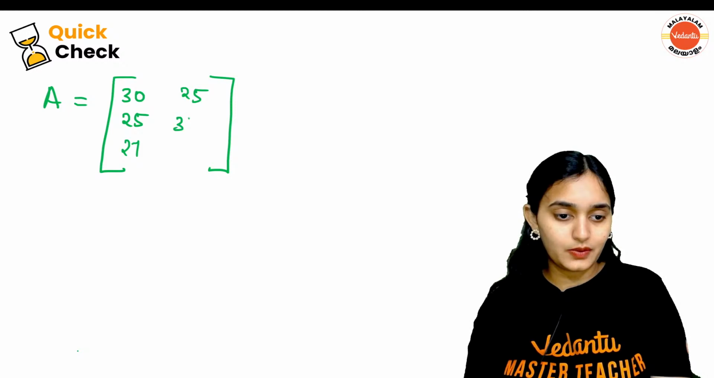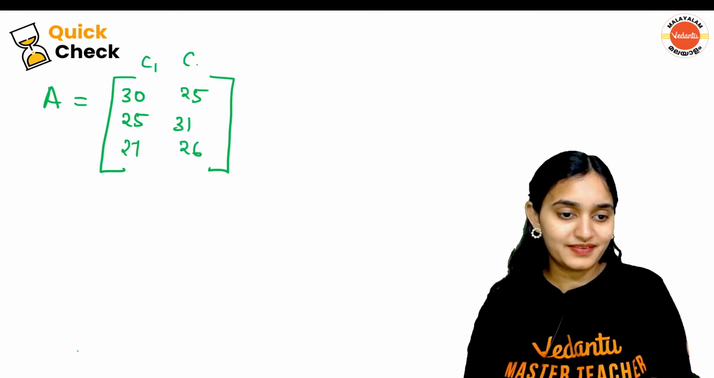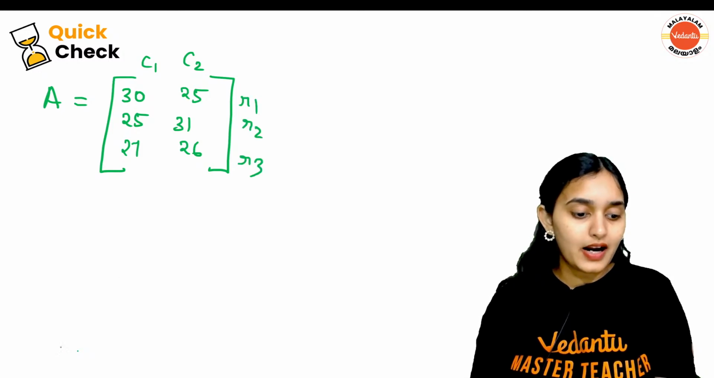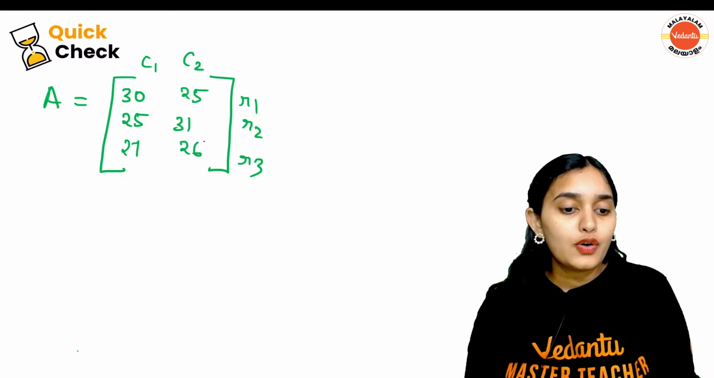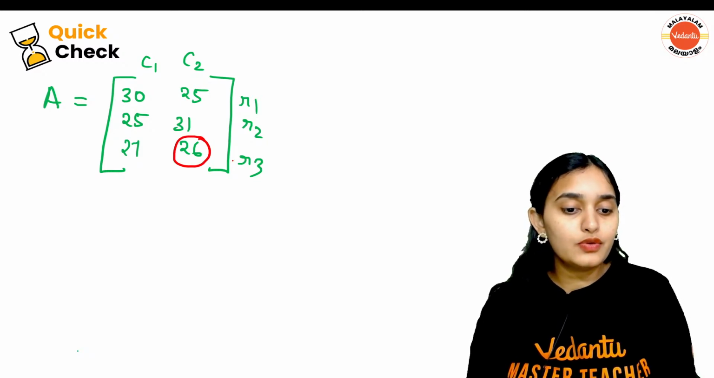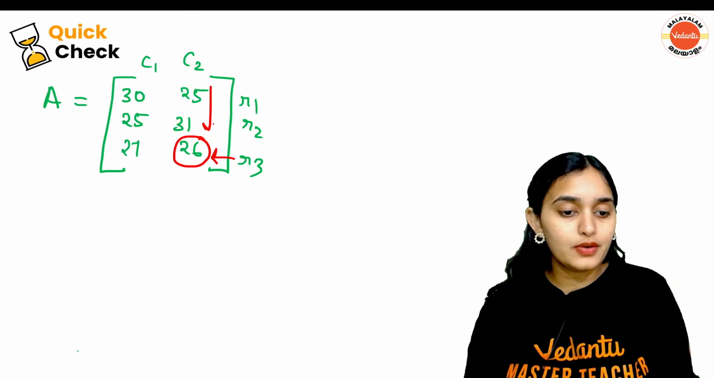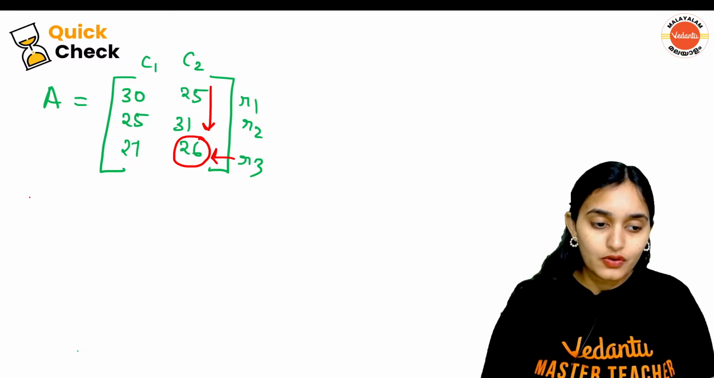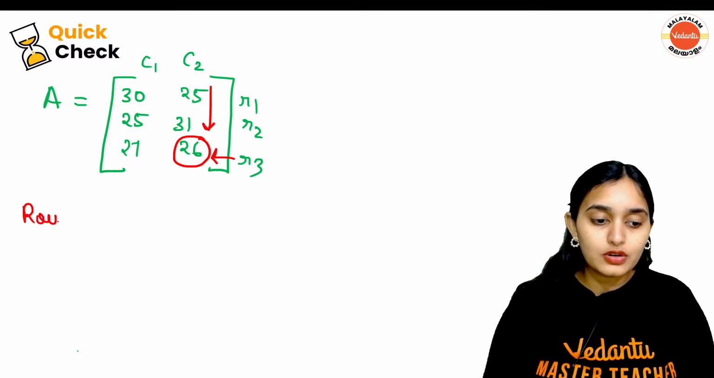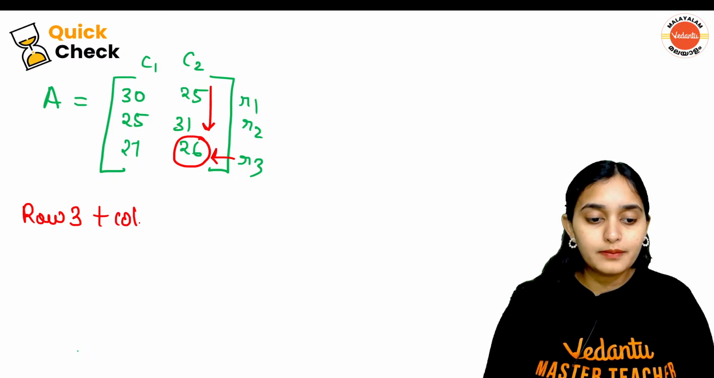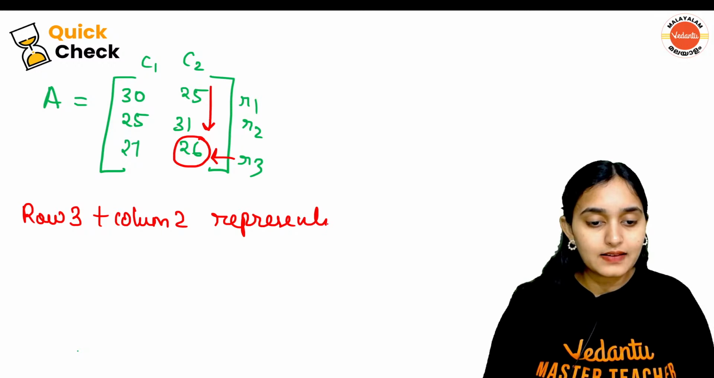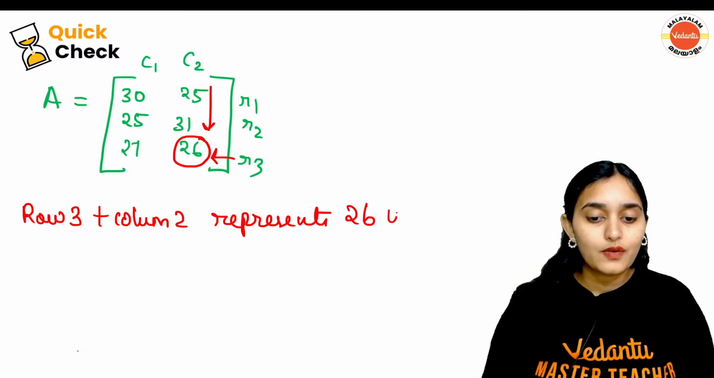25, 31, 26. Okay. This is row 1, row 2, row 3. So ultimately they are asking about row 3, column 2. So this is row 3, column 2. What do we have in the intersection? 26. So you can just write row 3, column 2 represents 26 women workers.